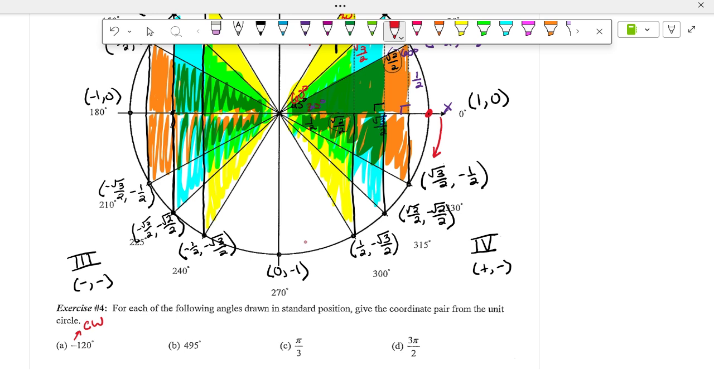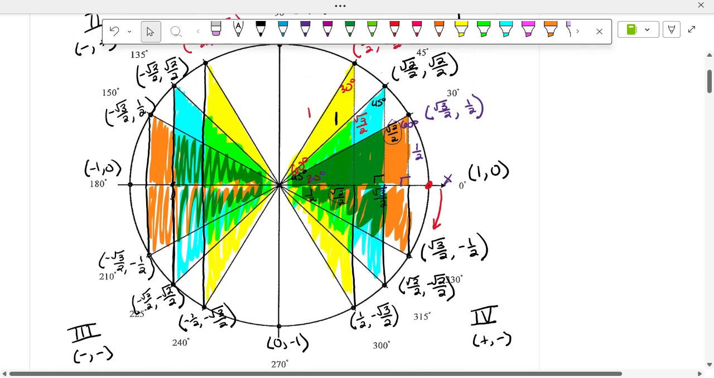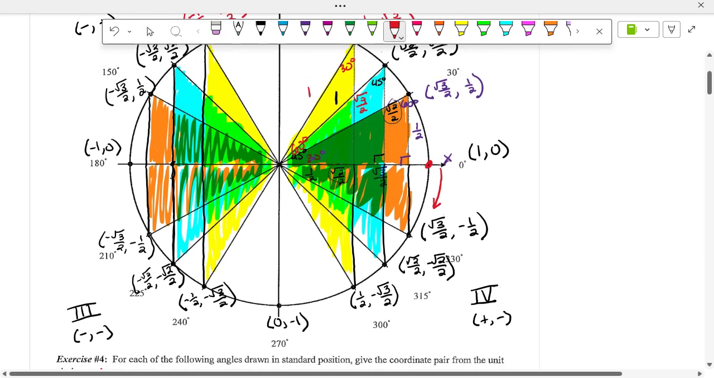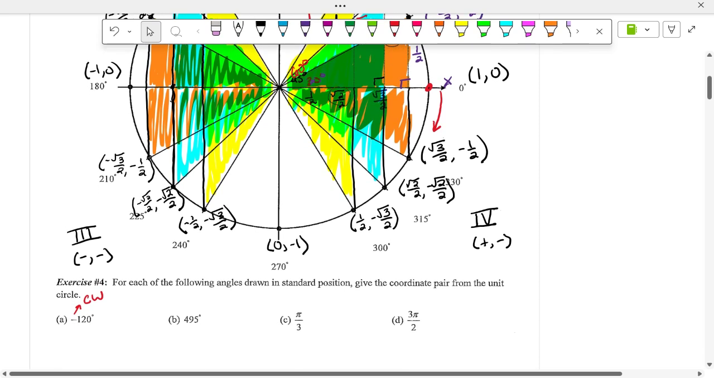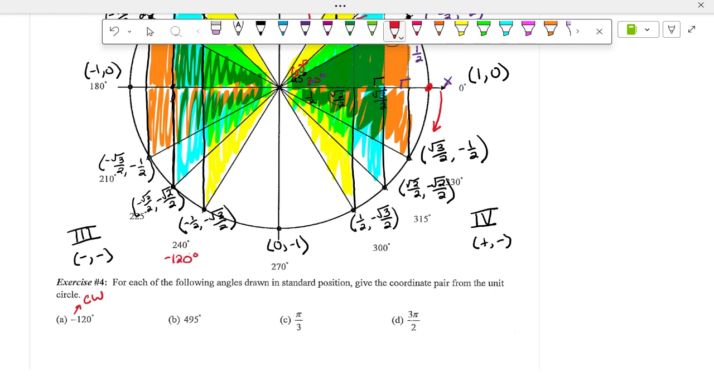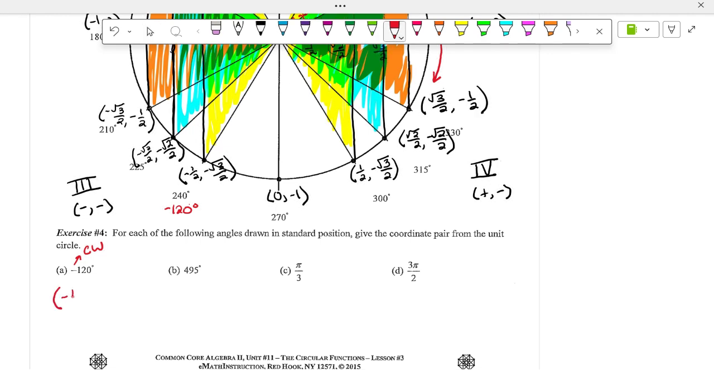No. Would it be in quadrant 3 though? Yes. Because normally 120 is in quadrant 2, and that's if we're going clockwise. So, which of these 3 points do you think is the equivalent to negative 120 degrees? 240. So 240 is the same as negative 120. So what's the coordinates at that point? Negative 1/2, negative square root 3 over 2.